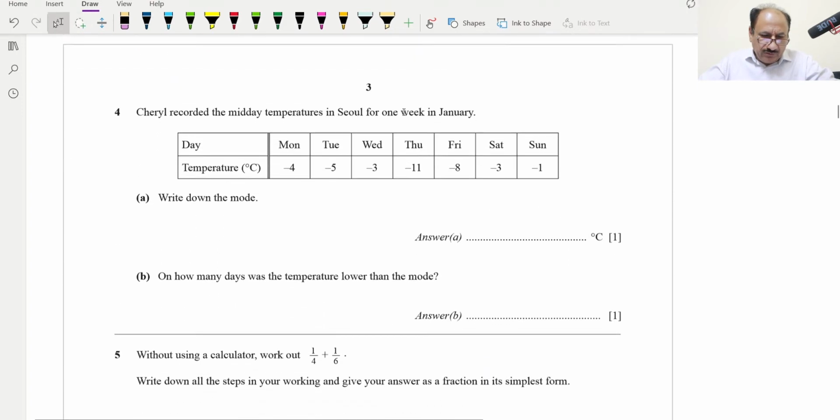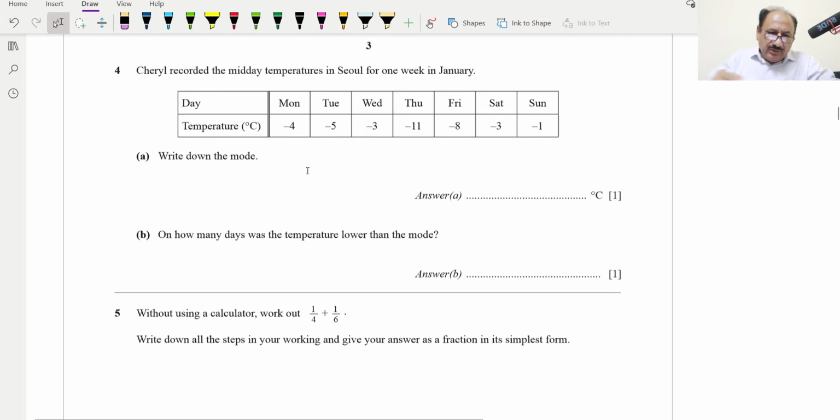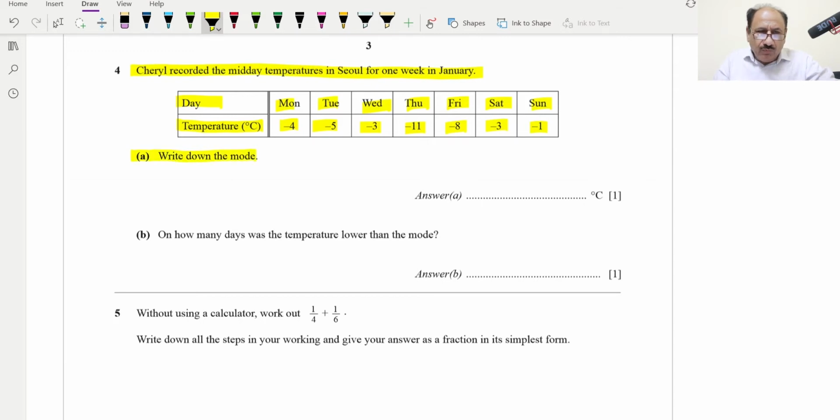Next is question number 4, and this is saying Cheryl recorded the midday temperature in Seoul for 1 week in January, and these are the days, and this is the temperature. All days are written, and temperature is also provided. On the basis of this, they are asking for the mode, the most occurring. Most occurring means most repeating, which is -3. So the answer is -3 degrees Celsius, a 1-mark question.